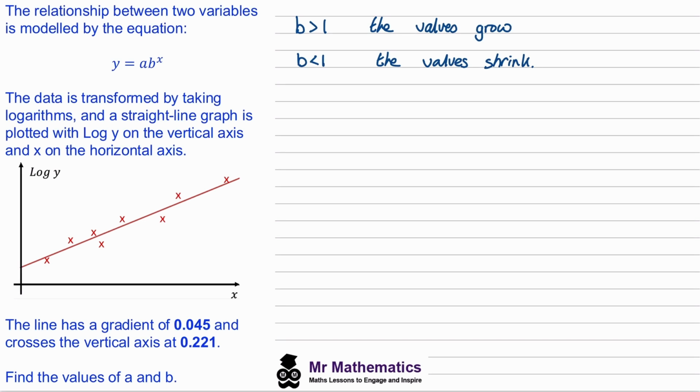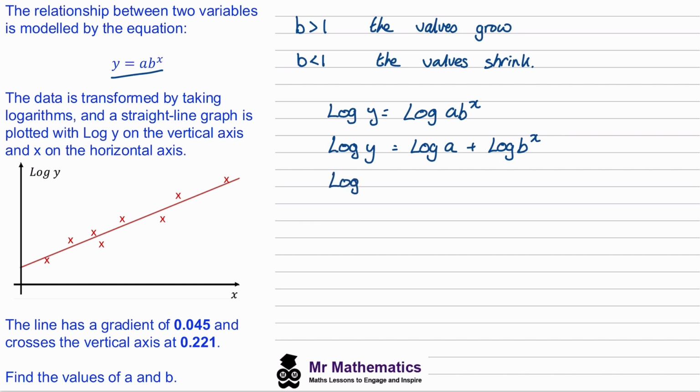So if we take the log of both sides of this equation, then we have the log of y will equal the log of ab to the power of x. And then we can use the multiplication rule of logs to split this up. So we'll get the log of y will equal the log of a plus the log of b to the power of x. And then we can use the power rule to bring this down. And I'm going to write this term first. So the log of y will be x log b plus the log of a.